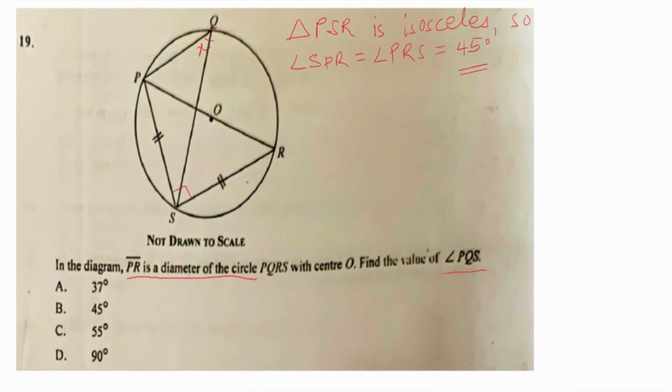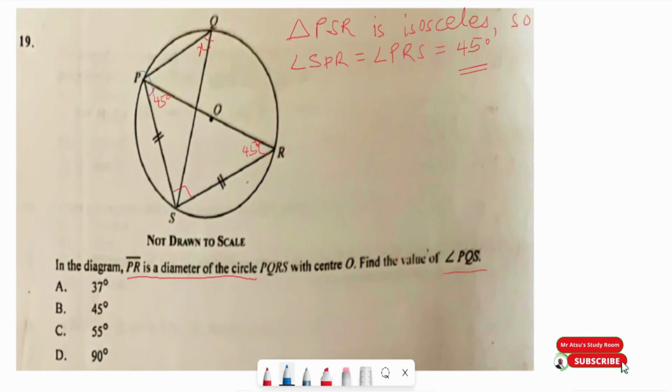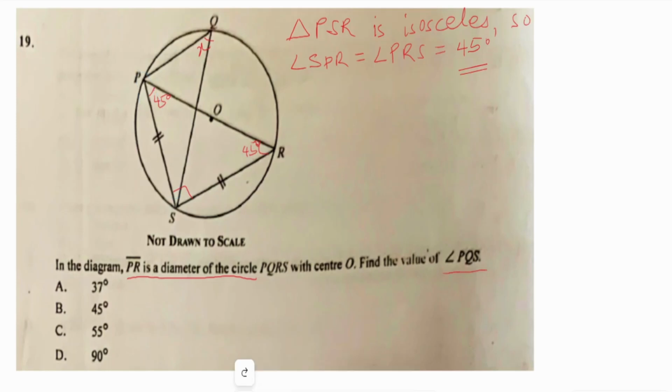Alright, so this is what we're saying. This is angle SPR. So this is 45 degrees. And then this is PRS. Also 45 degrees. And now we'll be taking this chord PS here. And then taking that chord, we see that that chord subtends an angle at R here. And the same chord subtends the angle we're solving for, which is PQS.